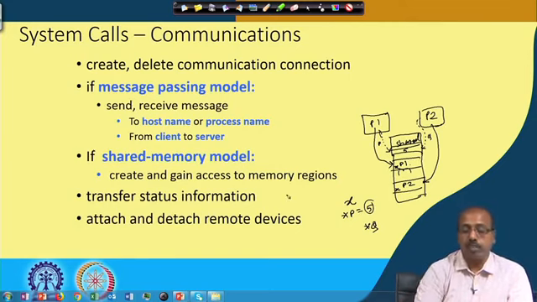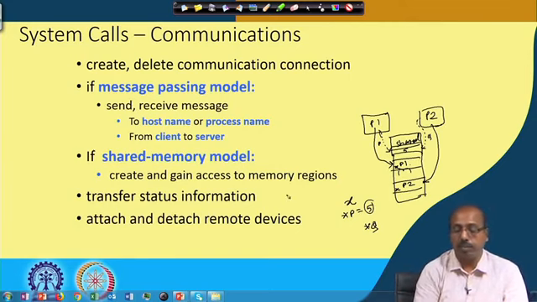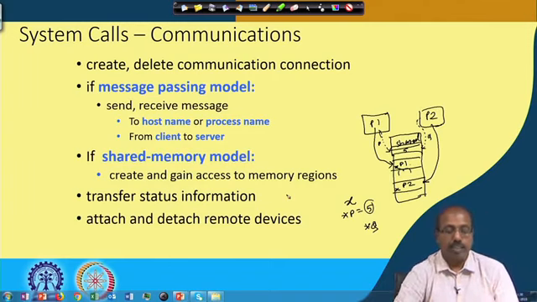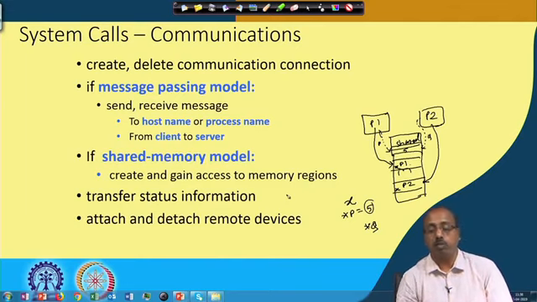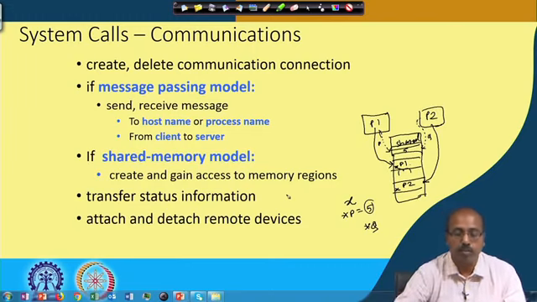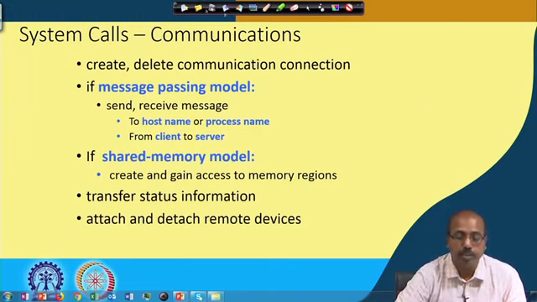From one process, we may need to tell what the status of the process is at this point of time, so that status information needs to be transferred. Then attach and detach remote devices. Some device is on a remote system, and sometimes we want to use that system. So you make an attach call, and after some time when the usage is over, we want to detach from that device. That is the detach system call. Those system calls are to be provided by the operating system.